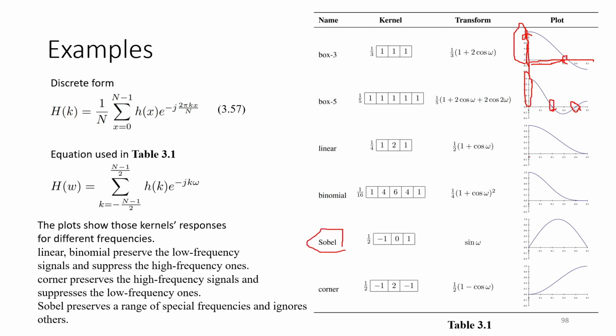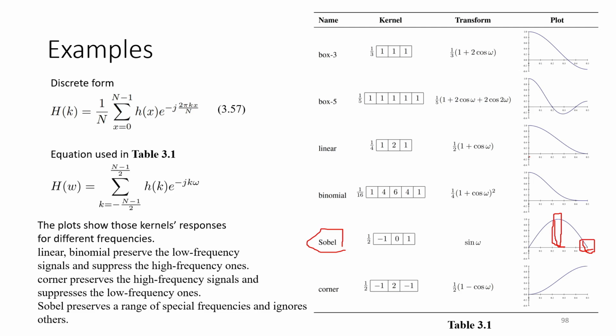However, for the Sobel filter, this is really interesting. Let me imagine a case. It will remove the low frequency signal, and for a certain frequency, it will have a very strong response, and it will remove another range of high frequency. Let me take a look at the example here again.